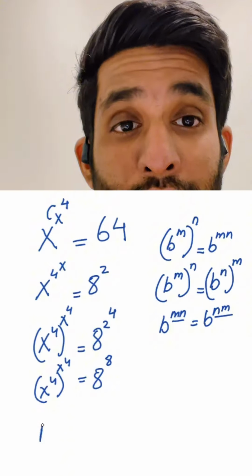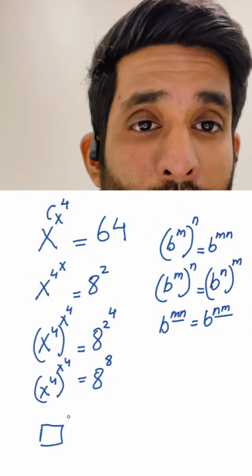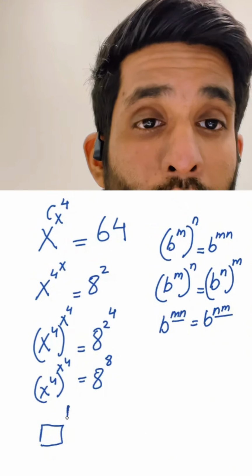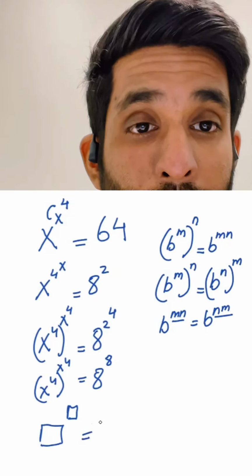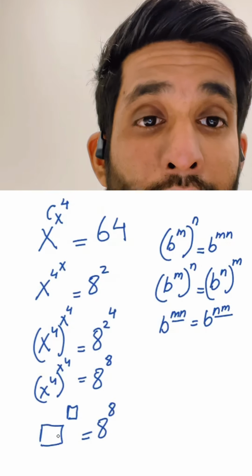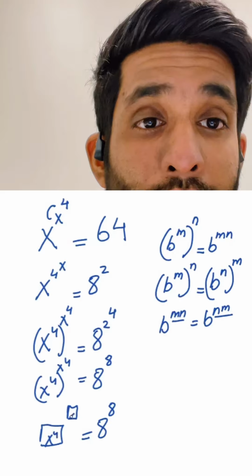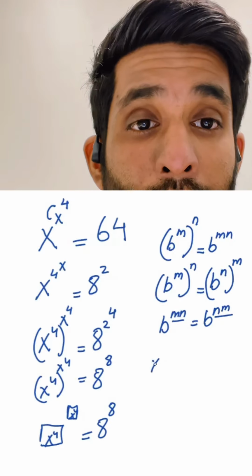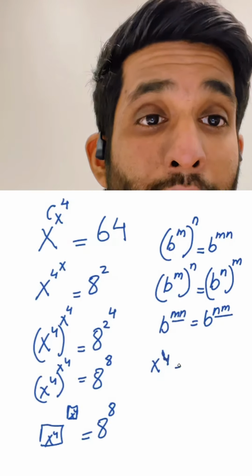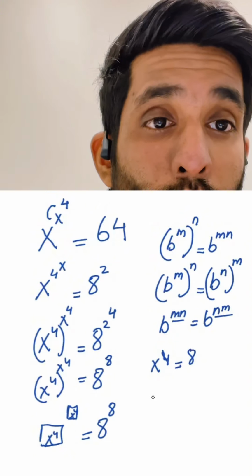Now, what we see here is that we have something, which is x to the power of 4, raised to the power of that same thing, x to the power of 4. And that is equal to 8 to the power of 8. Now, what does that mean? Well, that means that x to the power of 4 must equal 8.